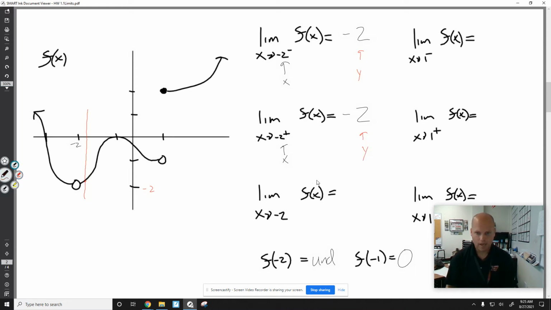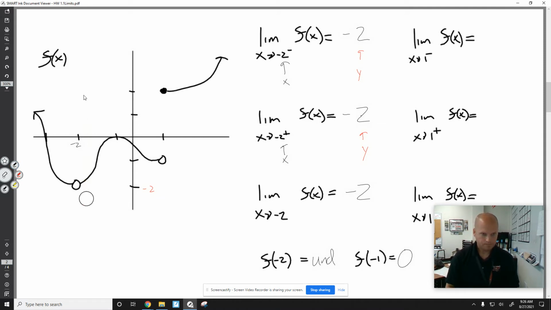Now, I don't care about what I did here. I don't care that this is undefined. I look at these two numbers. If the left-hand limit equals the right-hand limit, the limit exists, it equals that number. That's it. I don't care about the undefined thing. It's just left hand, right hand, boom. Either equals the value or does not exist.